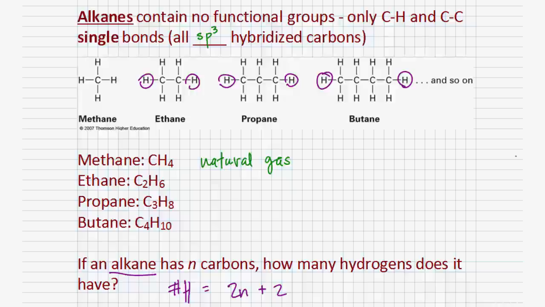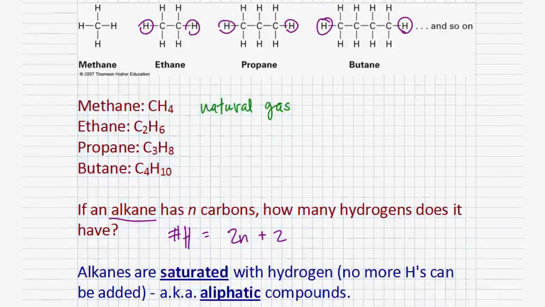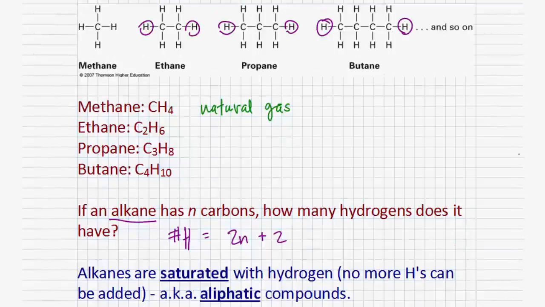And specifically if there are no rings either. We'll get to cycloalkanes later because that changes our formula a little bit. But if it's just an open chain like that, twice as many hydrogens plus 2 extras for the end caps.